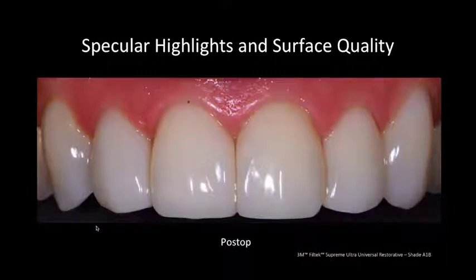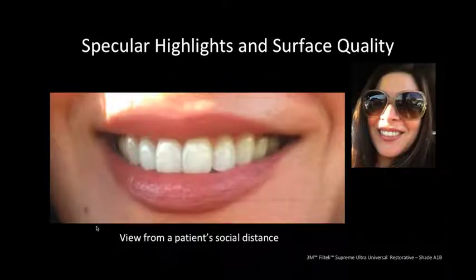And then this is the immediate post-operative photograph. You can see how we closed the gingival embrasures, lengthened the teeth to get a more pleasing smile arc, and took care of the coloration issues. And we have the specular highlights off of the tooth. I really like this photograph, and I want to share this. This is actually a selfie that the patient took with her cell phone, and she sent this as a thank you for her new smile.